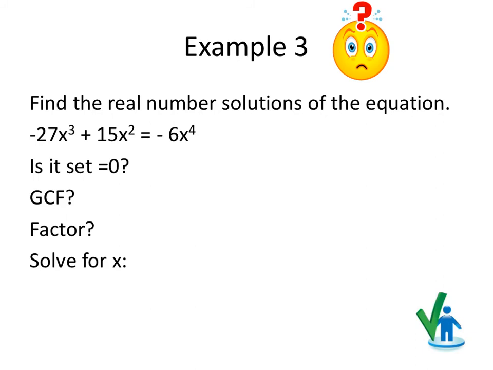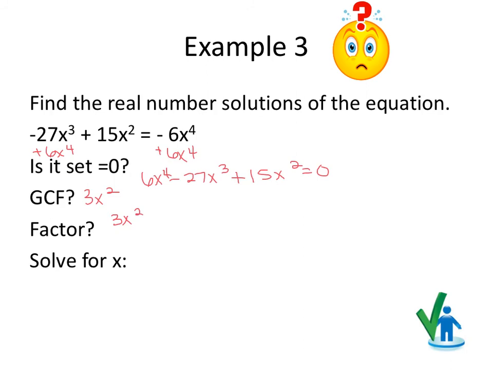Okay, so let's look at this one. So we're going to add 6x to the 4th to both sides. So I'm going to have 6x to the 4th minus 27x to the 3rd plus 15x squared equals 0. Then, the same question we keep asking ourselves, does it have a GCF? The answer is yes, 3x squared. Now we're going to factor it.